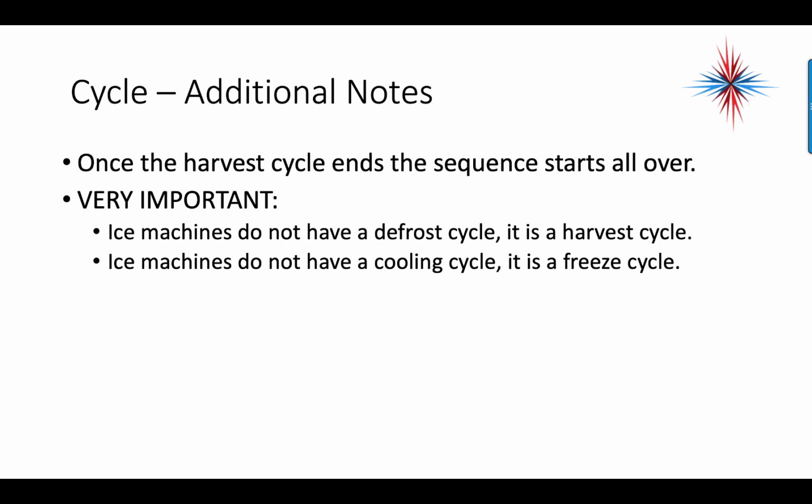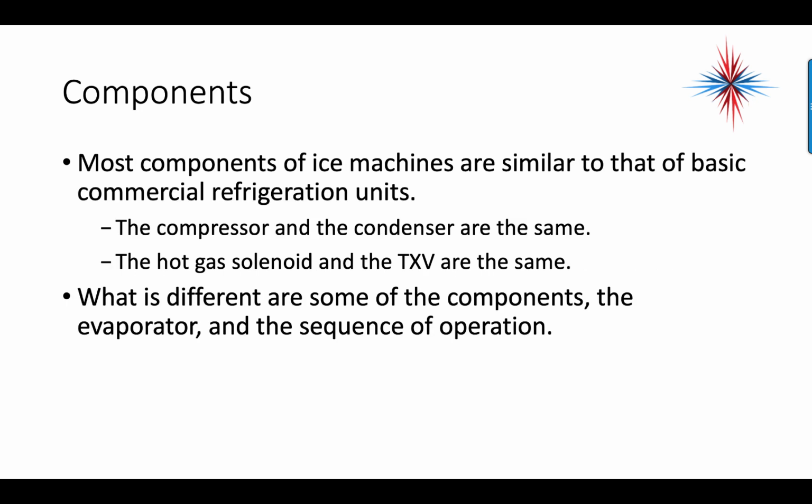Very important notes. Ice machines do not have a defrost cycle. It is the harvest cycle. Ice machines do not have a cooling cycle. It is the freeze cycle. So you do have to understand these two differences from regular refrigeration. Defrost, yes, we're breaking ice off the evaporator, but we want that ice. So it is the product we are harvesting. We don't have a cooling cycle because we're not cooling anything. We are actually freezing something.